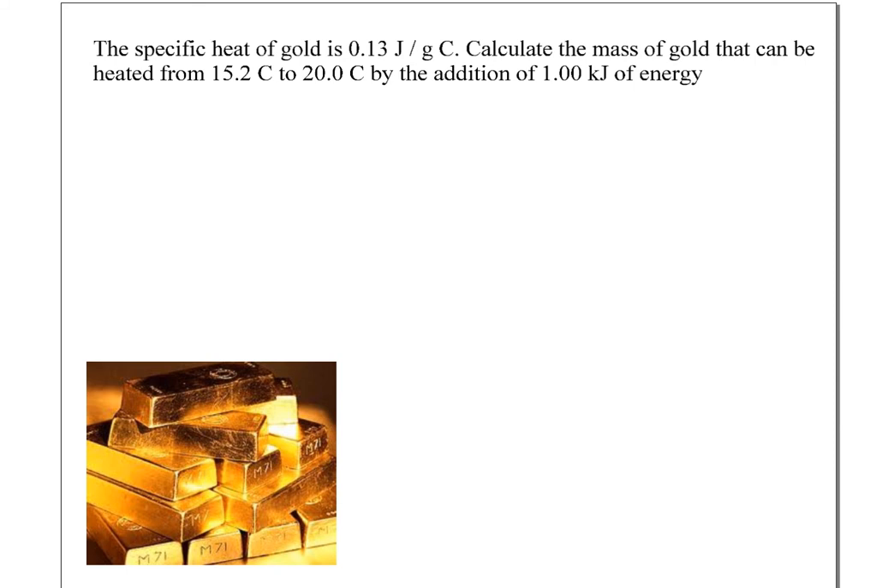The next question says, the specific heat of gold is 0.13 joules per gram per degree Celsius. Calculate the mass of gold that can be heated from 15.2 Celsius to 20 Celsius by the addition of 1 kilojoule of energy. To start this problem off, we can again use the specific heat equation, Q equals mc delta T. This time you're solving for mass, and remember as well to convert kilojoules to joules.